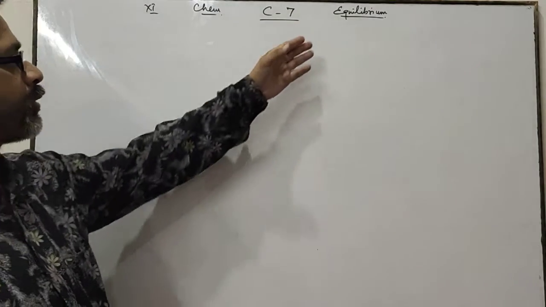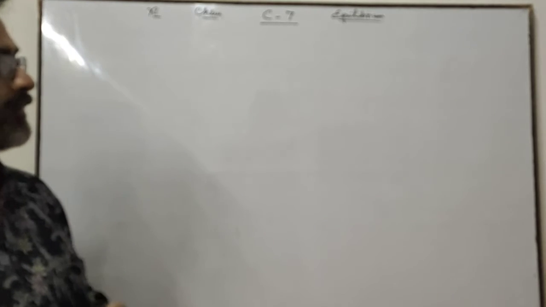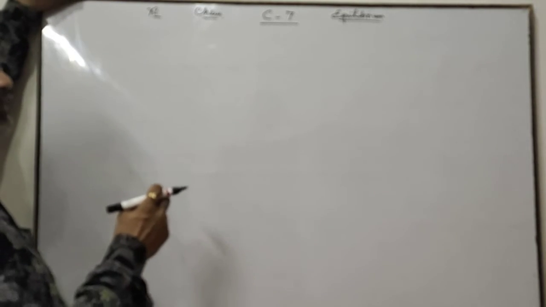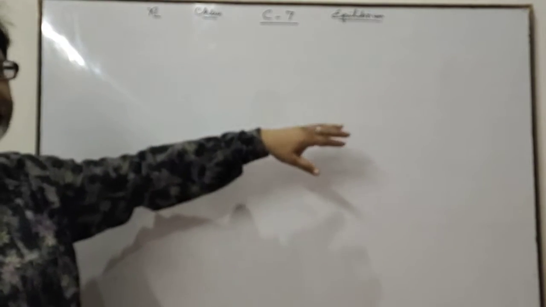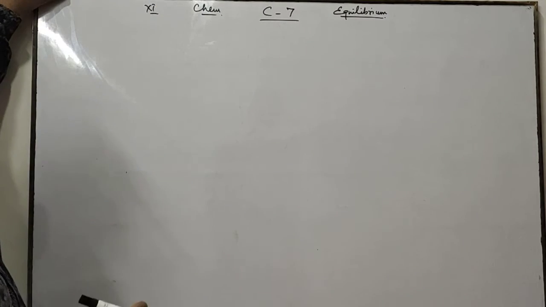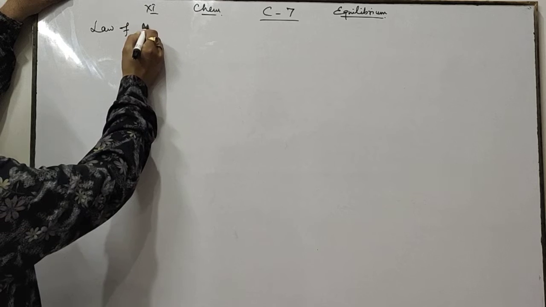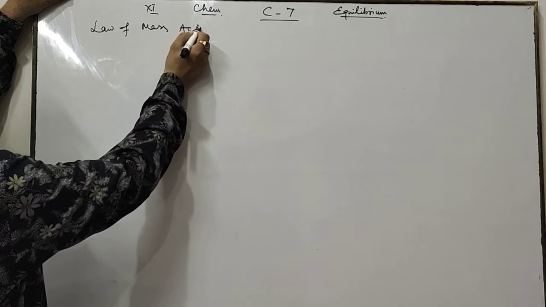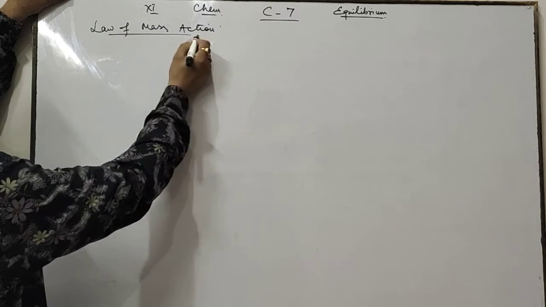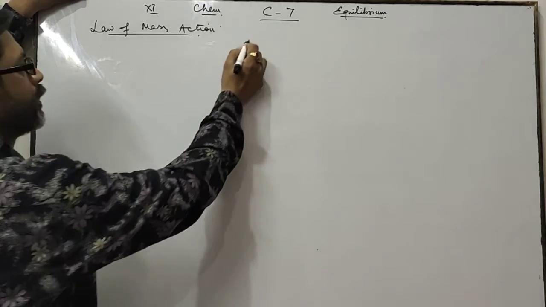I am going to teach you about chapter 7, equilibrium. In this chapter, I have already discussed in my previous lecture what is equilibrium. Now, I am going to discuss the law of mass action. What is the law of mass action?